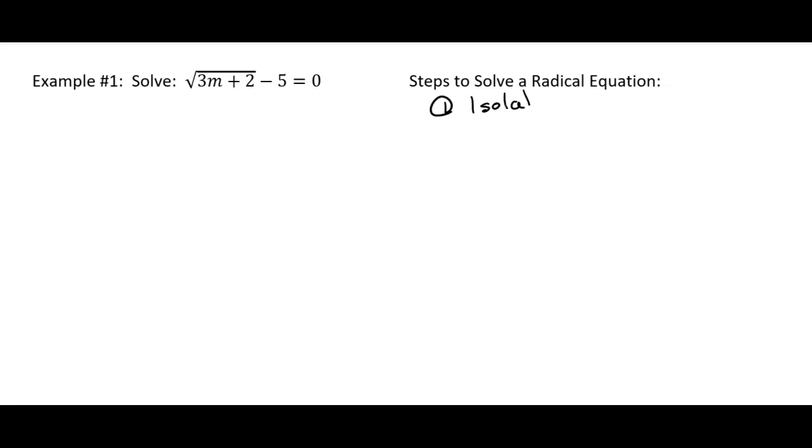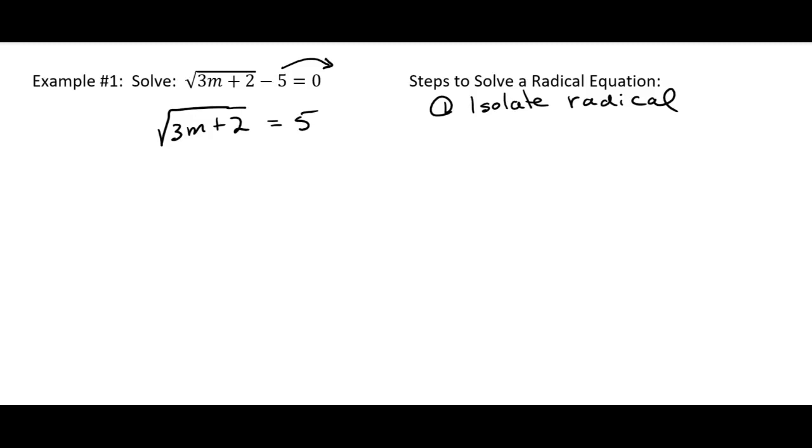Isolate the radical. So I'm going to add 5 to both sides. Now I'm going to have the square root of 3m plus 2 equals 5. I'm just putting that over on the other side, and it's going to become a positive 5. Now you have to be really careful when you draw your square root signs or any radical sign that you put it over exactly what you mean for the radicand. See, if I had extended that line too far over the -5, that would be a different problem. Okay, so this is the problem we have.